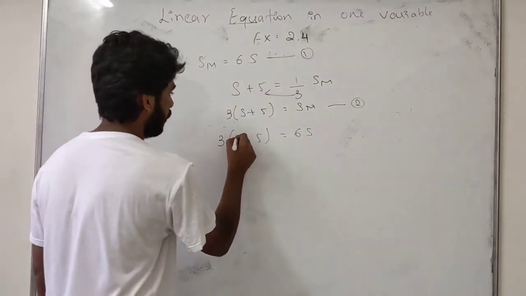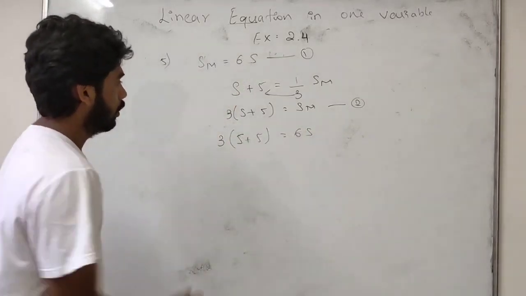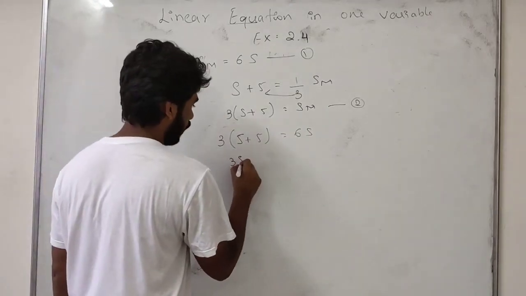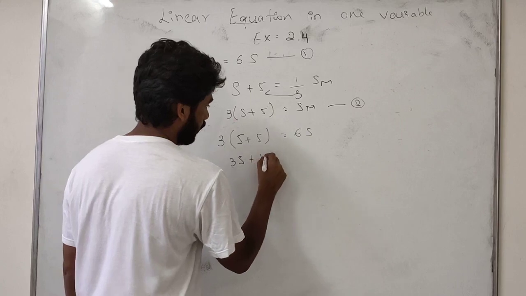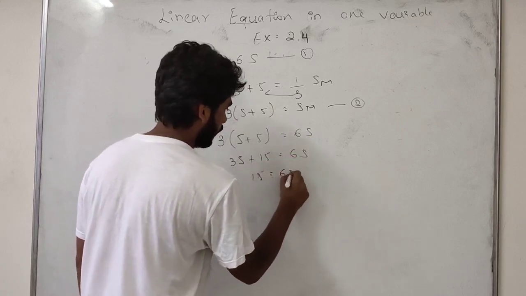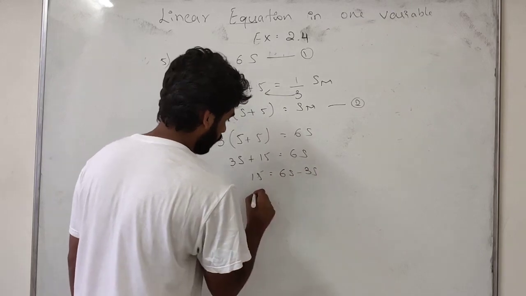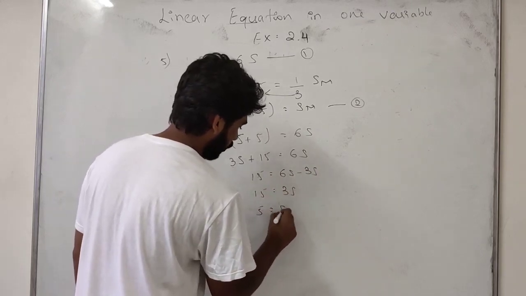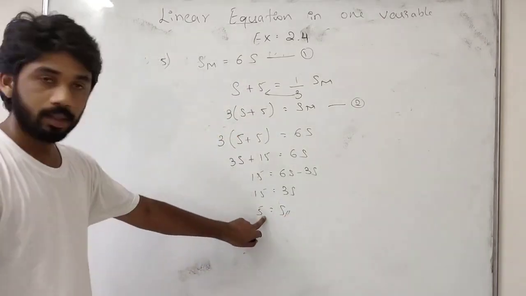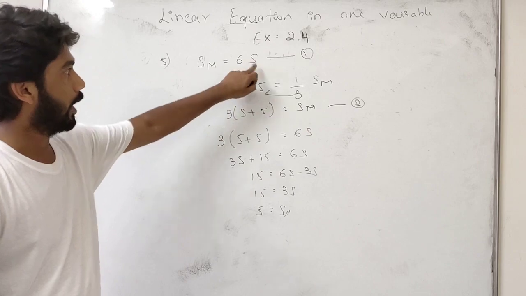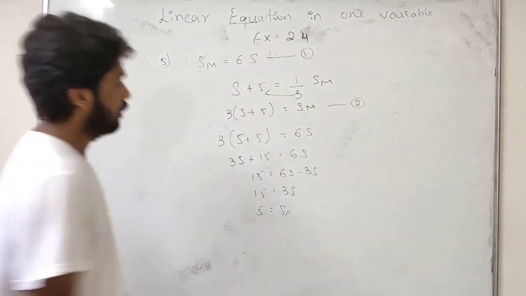Now I can find out the x value. So 3x plus 15 is equal to 6x. 15 is equal to 6x minus 3x. 15 is equal to 3x. So x is equal to 5. Shobha's age is 5. We can find out Shobha's mother's age by putting 5 in place of S.